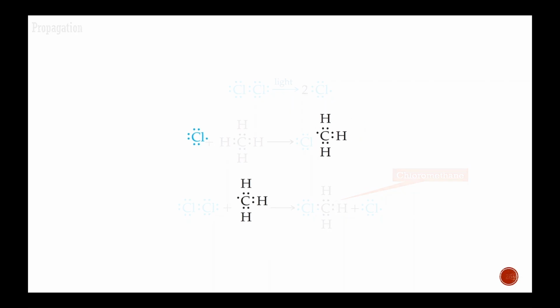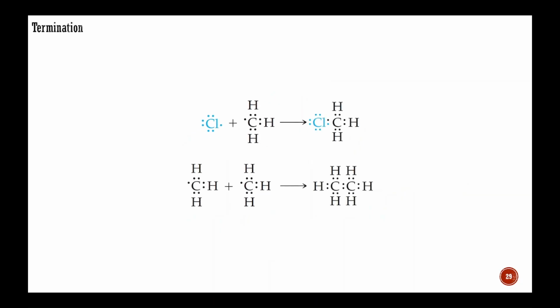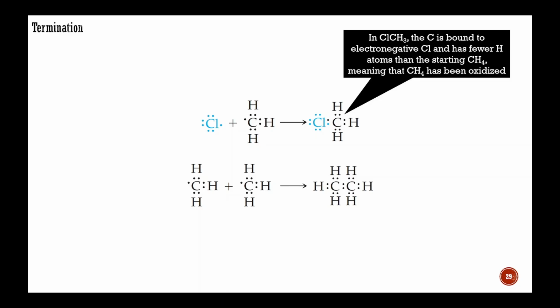cycle. The termination step occurs when two radicals combine to form an unreactive product. For example, two methyl radicals can combine to form ethane, or a methyl radical can combine with a chlorine atom to form chloromethane. In chloromethane, the carbon is bound to electronegative chlorine and has fewer hydrogen atoms than the starting methane, meaning that methane has been oxidized.